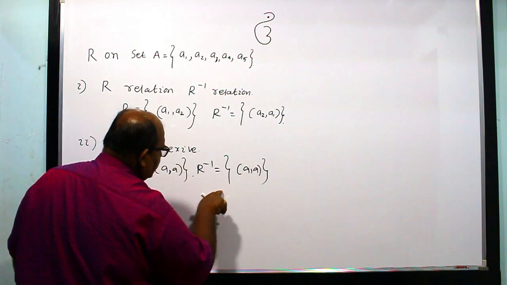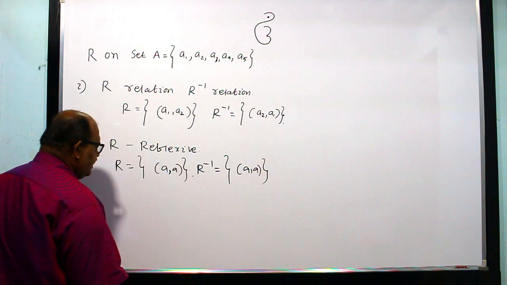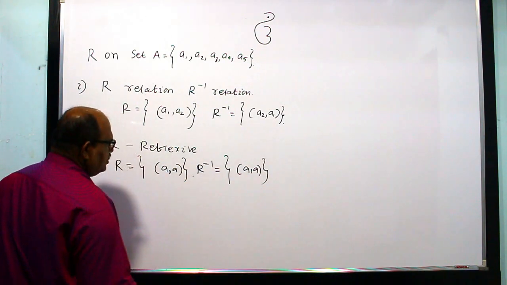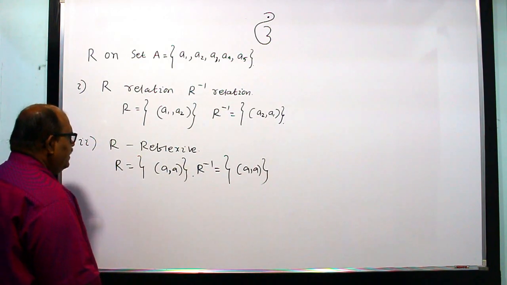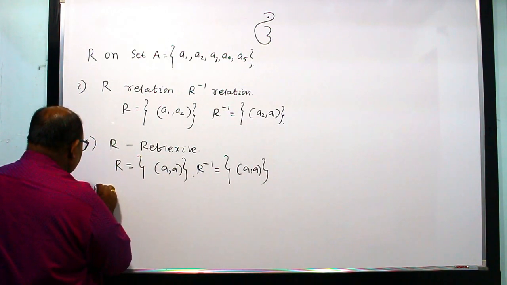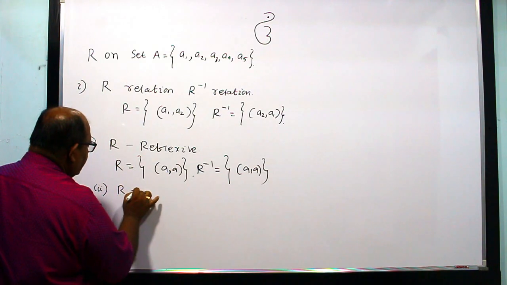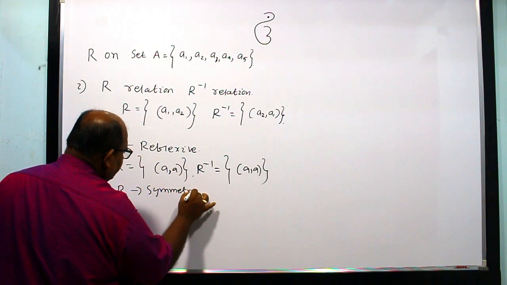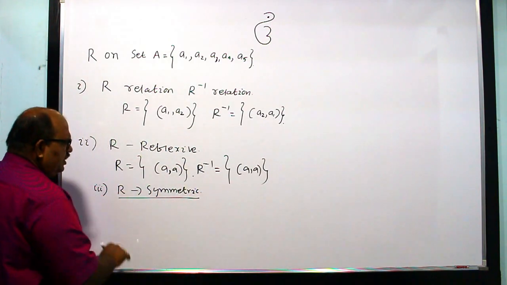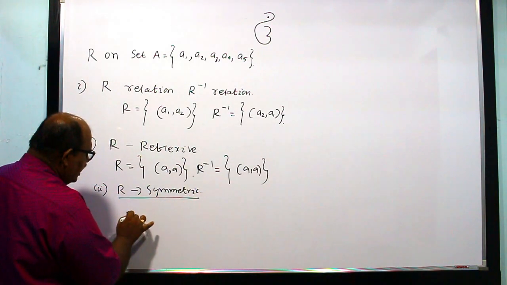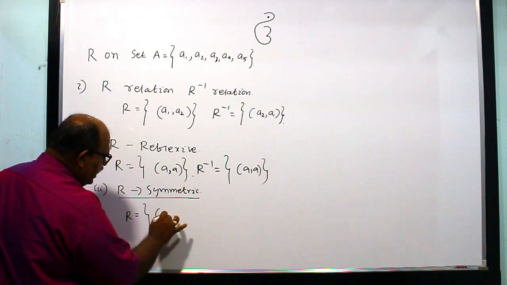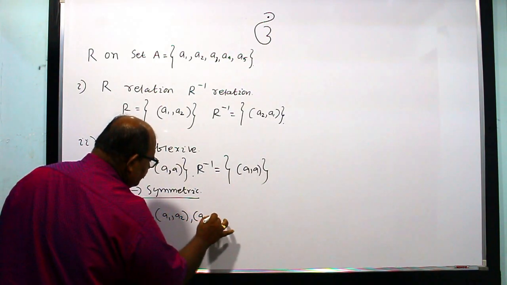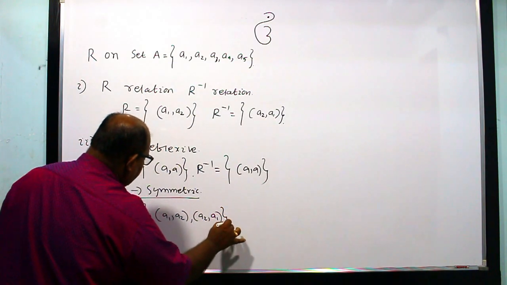Now clearly, if R is reflexive, R inverse is also reflexive. Okay, so if R is reflexive, R inverse is also reflexive. Okay, now similarly, if R is symmetric, will R inverse be symmetric or not? Okay, so if R is symmetric, for example if A1 A2 is there, then A2 A1 must be present, then only R is symmetric.